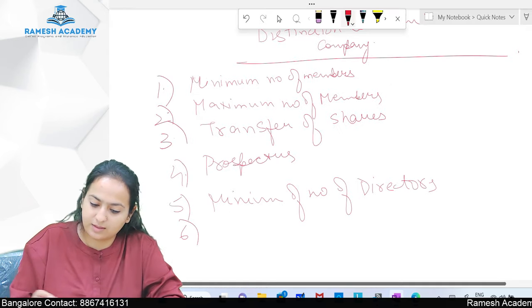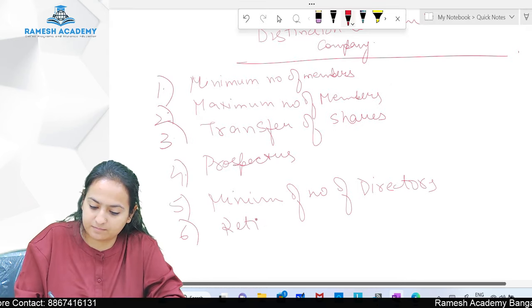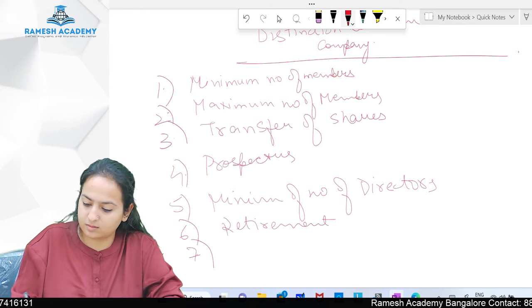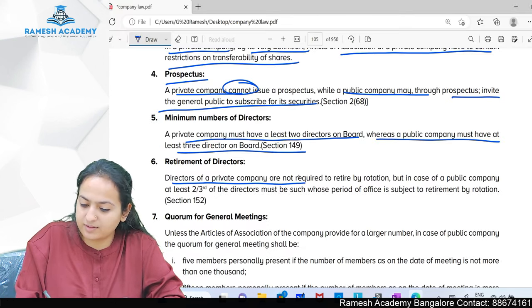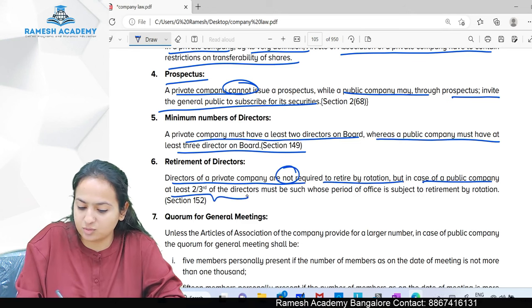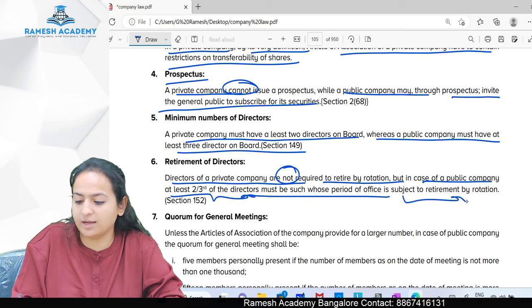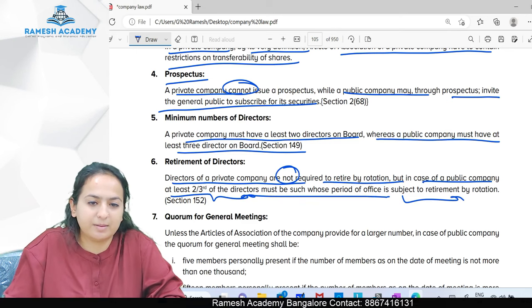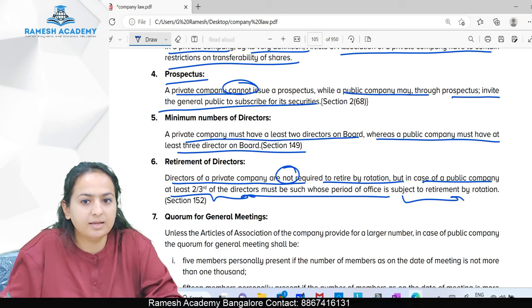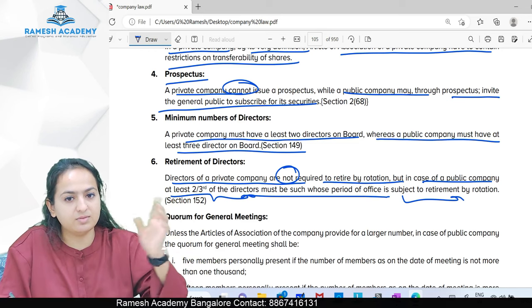Then is retirement. Directors of a private company are not required to retire by rotation, but in case of the public company, at least 2/3 of the directors should retire by rotation. In a public company, it's a norm, it's a provision properly that 2/3 of the directors will be retired by rotation.